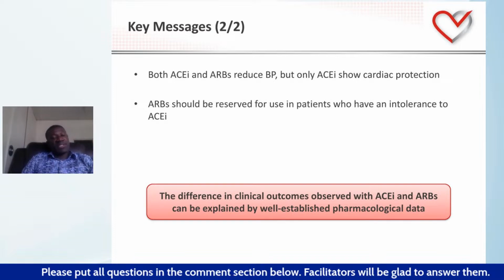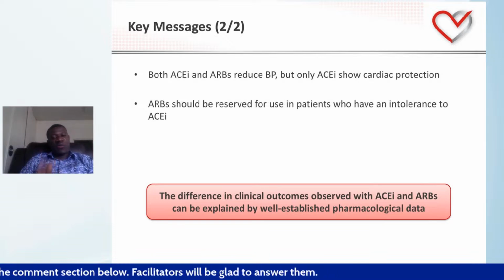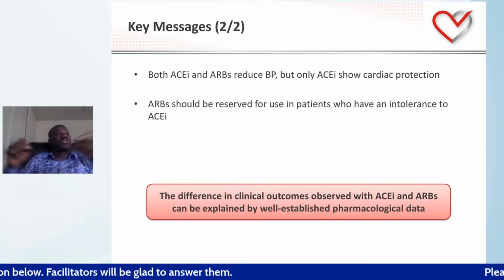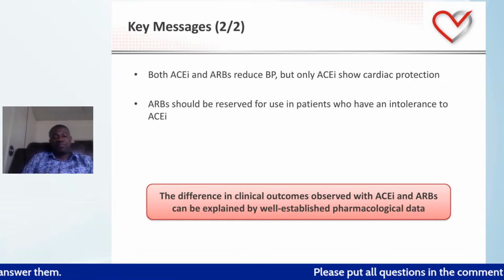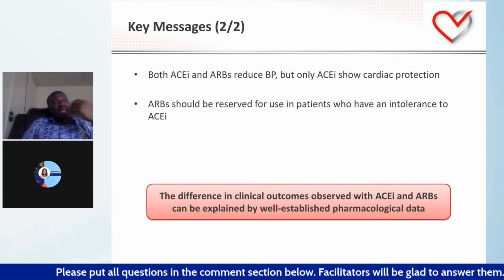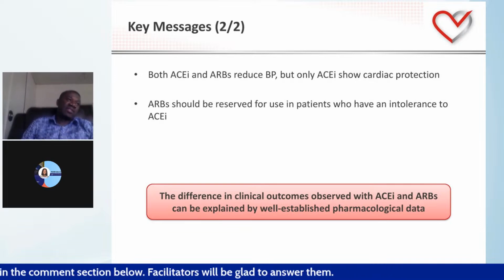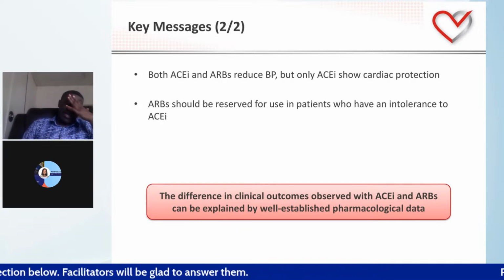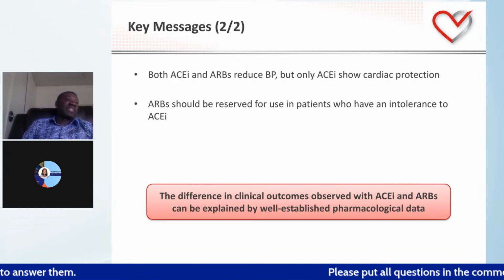Now, both ACE inhibitors and ARBs will reduce blood pressure, but it seems that only ACE inhibition will provide some level of cardiac protection based on what we have presented. ARBs, therefore, may have to be reserved for patients, as the guidelines will always state, who have intolerance to ACE inhibition. So you give somebody an ACE inhibitor and he develops angioedema, then your hands may be tied and you may have to replace that with the ARB.